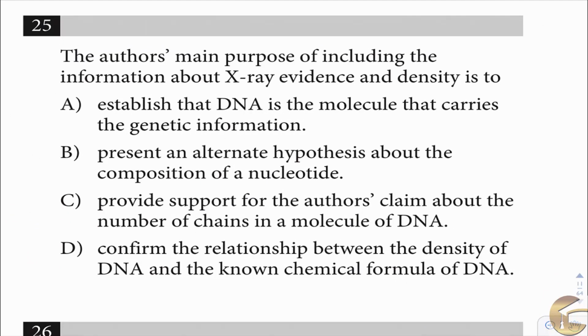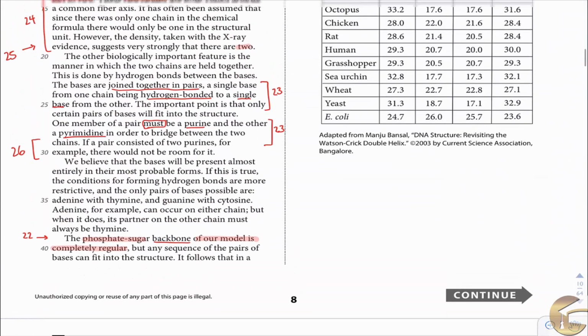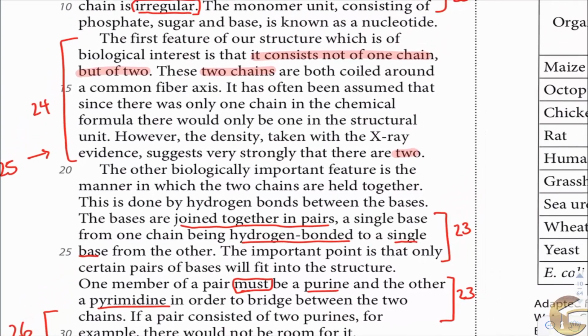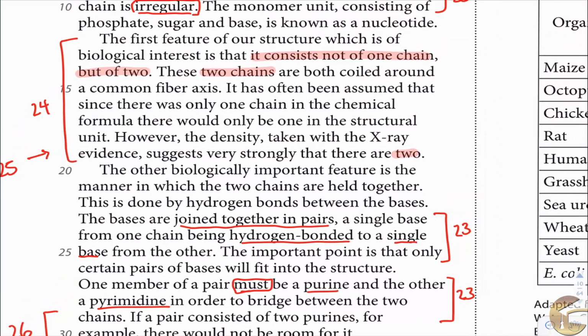So the main purpose of including that information is to what? That's really what we're trying to see. Why did they mention that? As we got to the end, we are talking about it consisting of two chains. And right before this sentence, they said, "However, it has often been assumed that since there was only one chain in the chemical formula, there would only be one in the structural unit. However, the density taken with the X-ray evidence suggests very strongly that there are two."